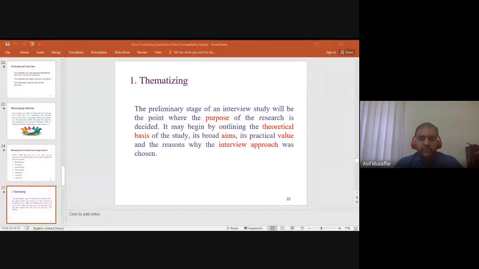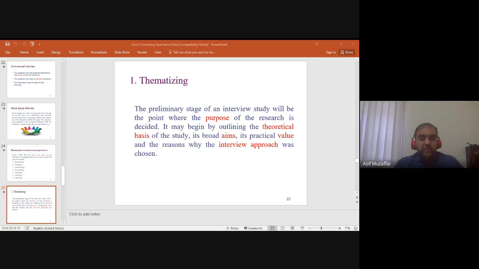In that case, if it is a totally new thing, then the research theme will be based on those hereditary diseases, those genetic diseases, which will be important. So this will be my research theme, and then I will design my interview.